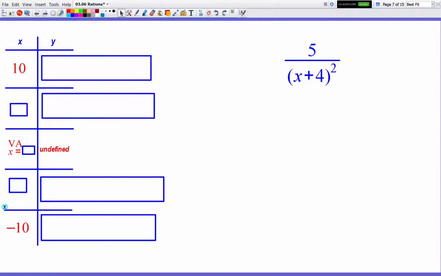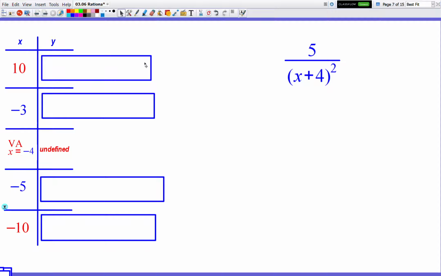Okay, so let's figure out what the VA was. Let's uncover that box, and when I uncover it, the number we see should not come as a surprise, -4. We kind of knew that already. And since it's the VA, you know it's going to be undefined for the y value. Then we're going to choose one number bigger than -4, so that would be -3, and one number smaller than -4, so that would be -5. Then we're going to just plug in these numbers.